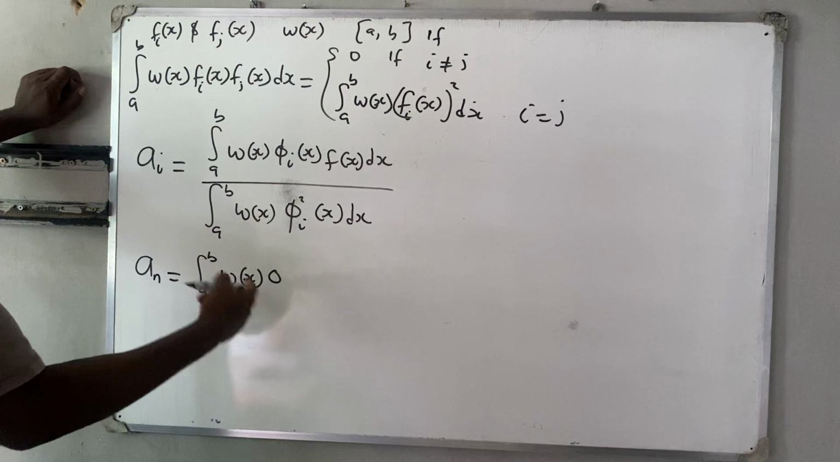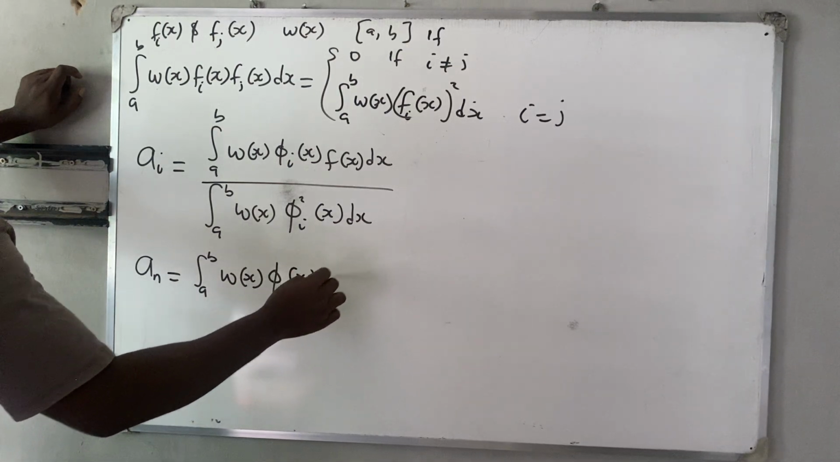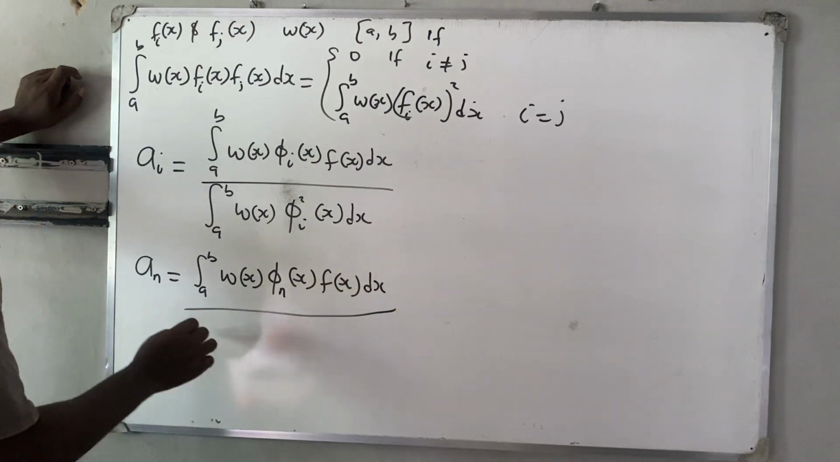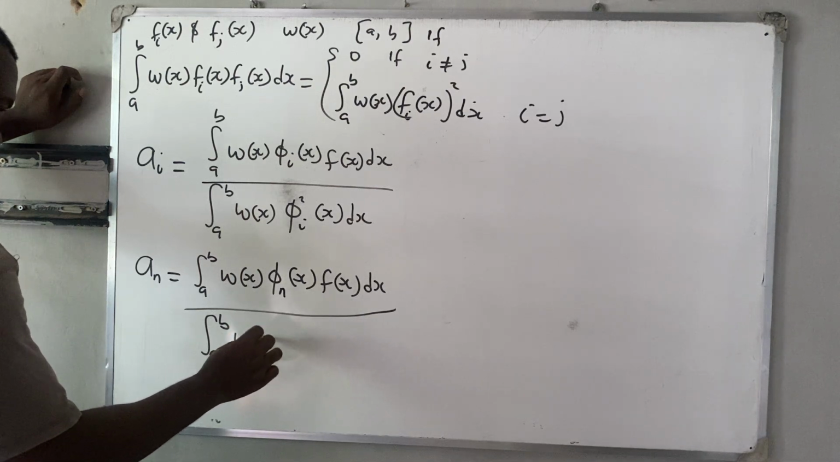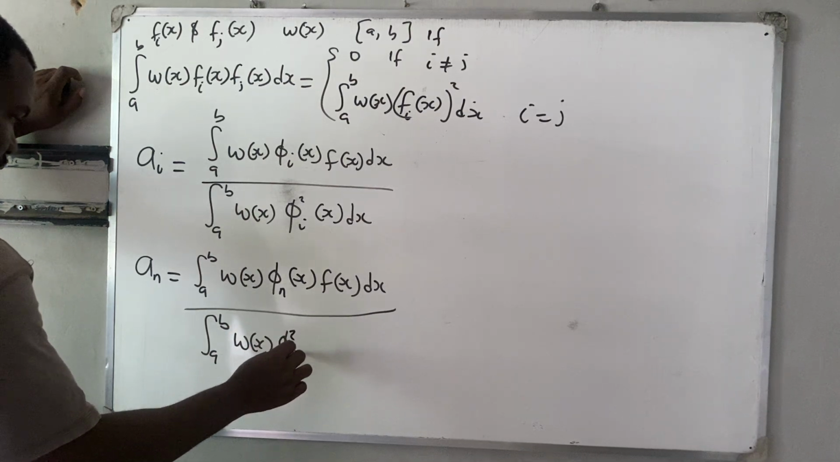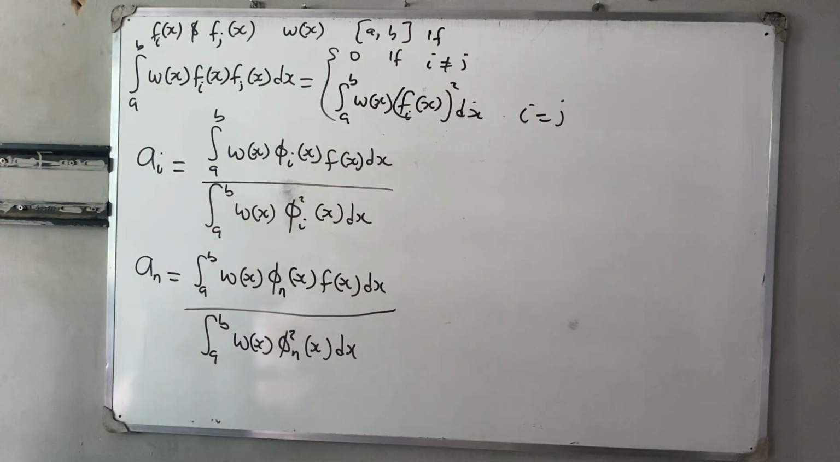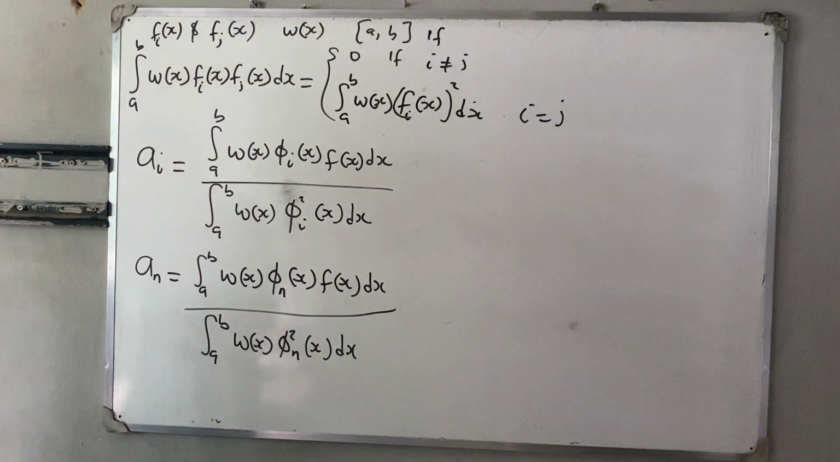Some people use p or anything. Just phi is a function, phi n of x, then f of x dx, all over the integral from a to b again of w function of x, then phi n squared of x dx. So this is the formula that will help us to get our a0, a1, a2, a3, and so on, to anywhere we want.